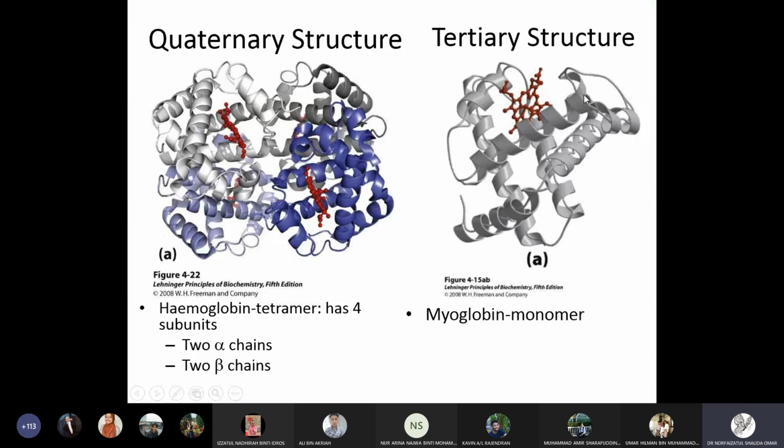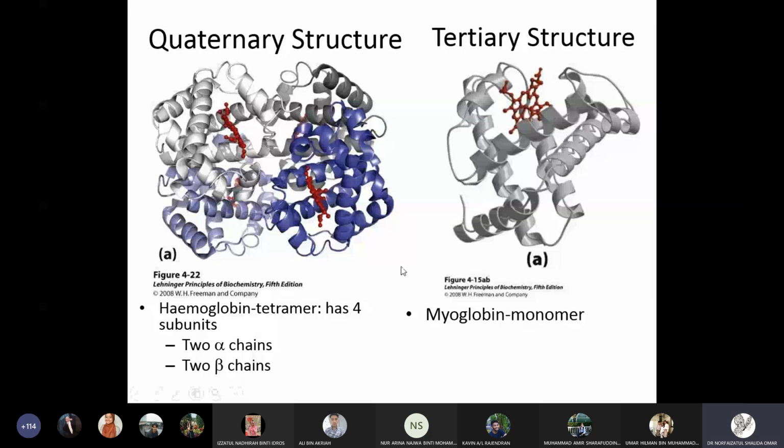So this is an example of hemoglobin. Hemoglobin has 4 subunits, meaning that it's made up of 4 peptides. Okay. So it has 2 alpha chains and 2 beta chains. So this one is a quaternary structure. Whereas for tertiary structure, an example is myoglobin. It's only made up of 1 polypeptide. Another example like your insulin is also a tertiary structure.